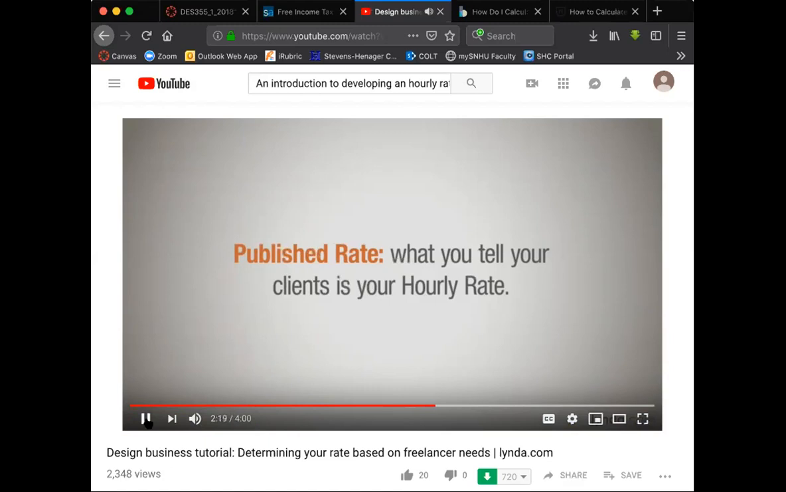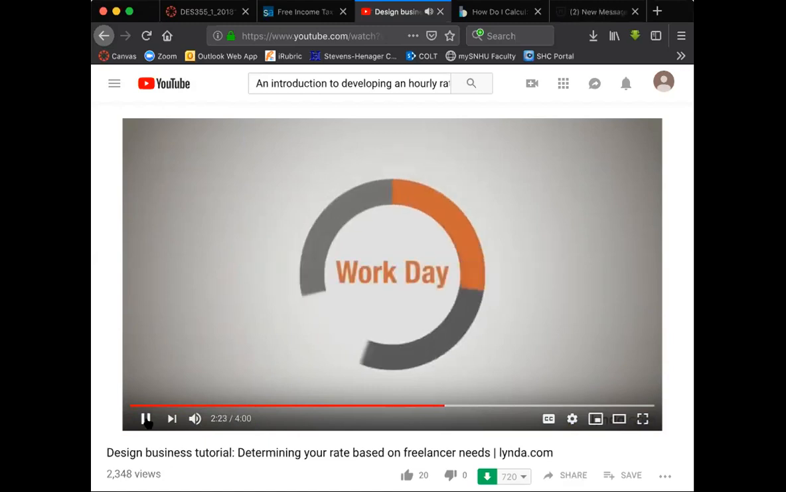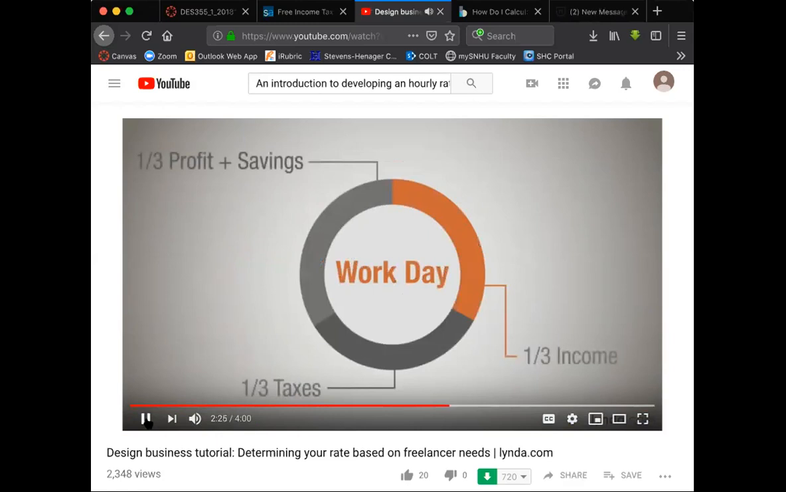Why multiply by a factor of 3 to get the published rate? Because roughly speaking, 1/3 should be used as your income, 1/3 should be set aside for taxes, and 1/3 should be split in half for profit and for savings to reinvest in your business or to hold for emergencies, self-promotion, or just to cushion the financial ups and downs of being a freelancer.